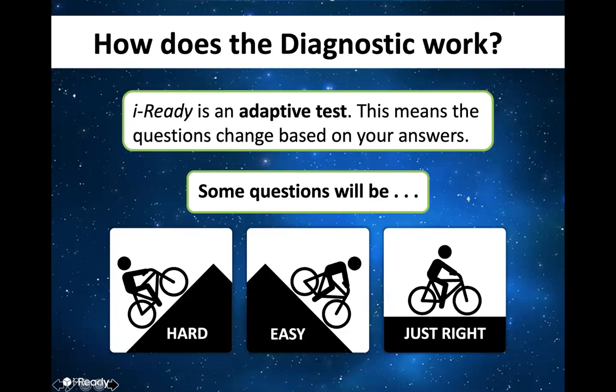The test is going to change based on how you do. So if you get a question that says, what's 2 plus 2, and you put 4, the next question might be, okay, what's 7 times 8? And if you get that one wrong, it'll say, okay, let me try a different question, and it might give you something a little bit easier, like maybe 5 times 7, right? So it is going to change depending on how you do.